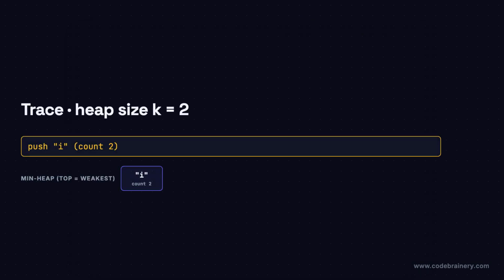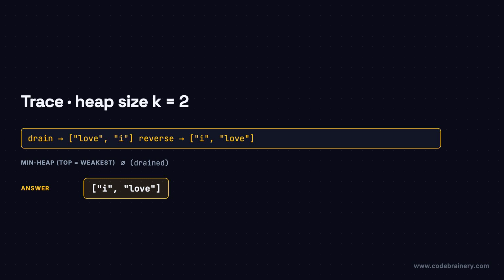Trace on the example. Words: I, love, leetcode, I, love, coding. K equals 2. After counting, 4 unique entries. Push I count 2, heap holds I. Push love count 2, heap holds love at the top because love comes after I alphabetically, and we inverted. Push leetcode count 1, heap overflows, pop leetcode, the weakest by count. Push coding count 1, overflows again, pop coding. Heap ends with I and love. Pop, reverse. Answer: I, love.